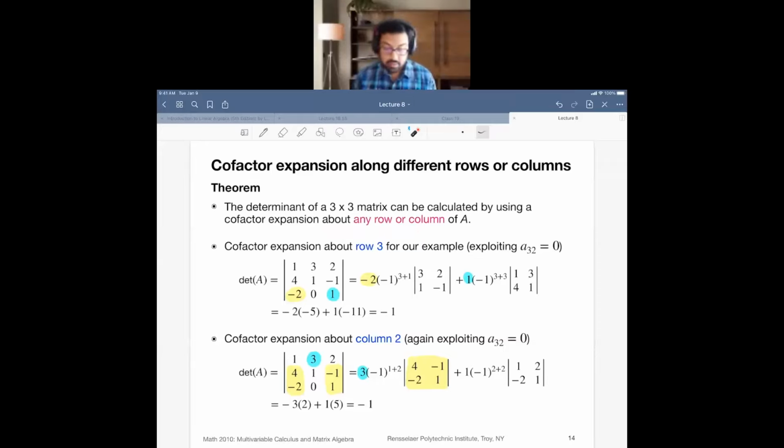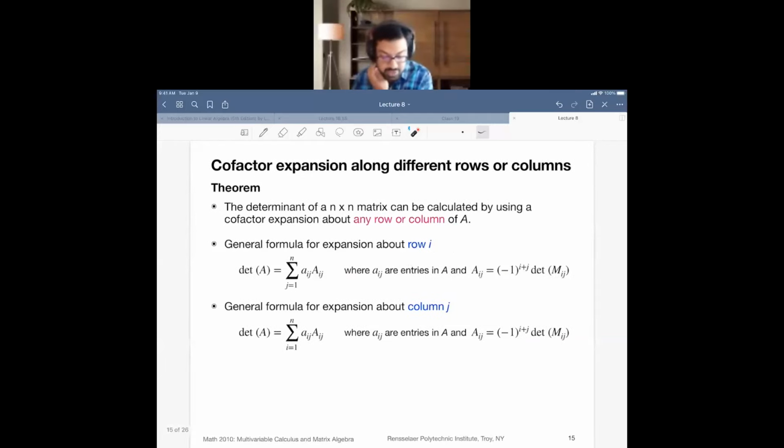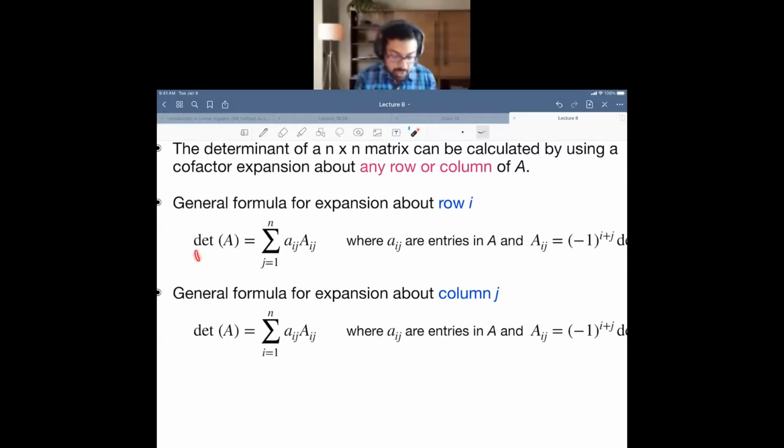Next, cofactor expansion along different rows, any row, any column. We'll take a look at row i in general or column j in general. So what you're looking for, the general formula for this expansion is what? The determinant of the matrix, we know that it is going to be the elements a_ij multiplied by the cofactors, capital A_ij. The cofactors are going to take care of the sign as well as the determinant of the matrix.